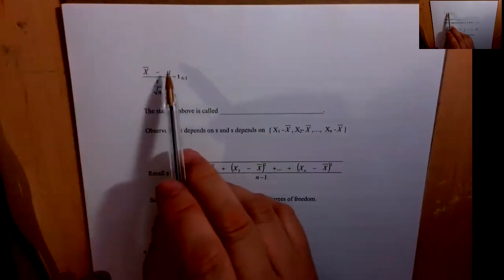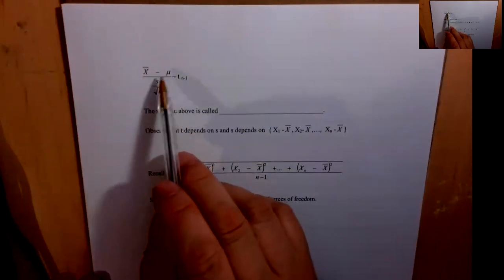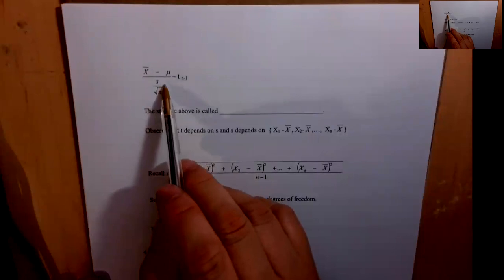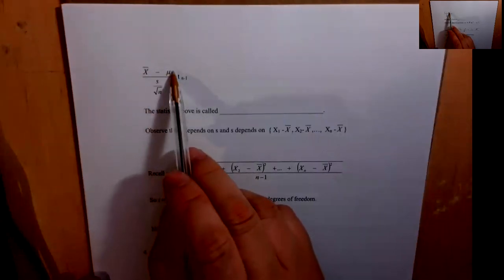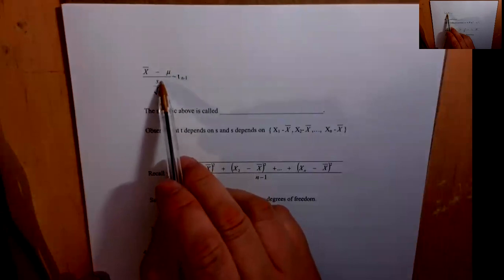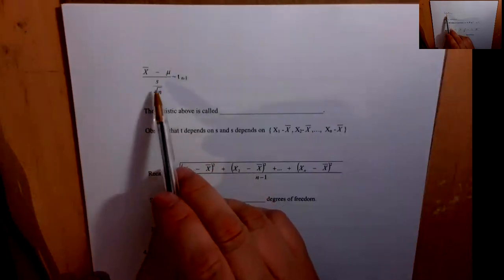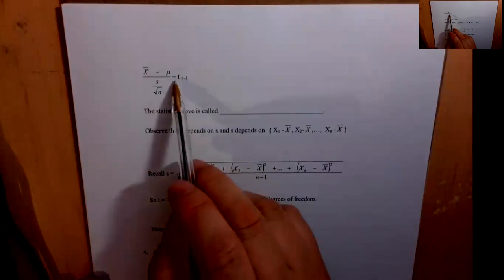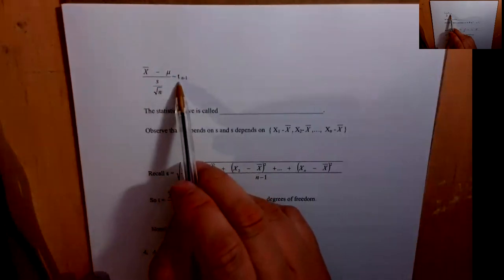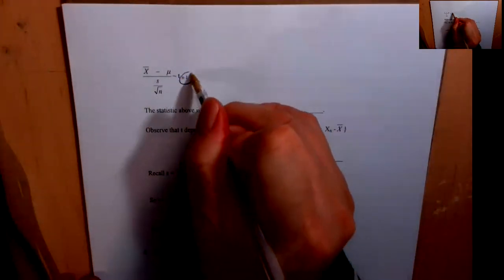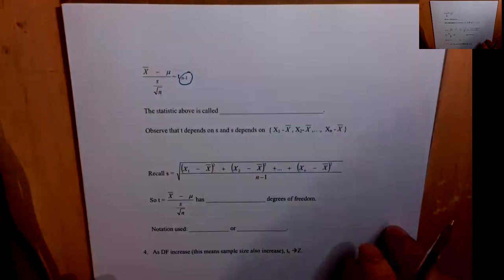X bar minus mu over S divided by square root of n. Sample mean minus population mean over sample standard deviation divided by square root of sample size. This is a t distribution. This random variable follows our new distribution, the t distribution, with degrees of freedom equal to n minus 1. And let's see, why is that?